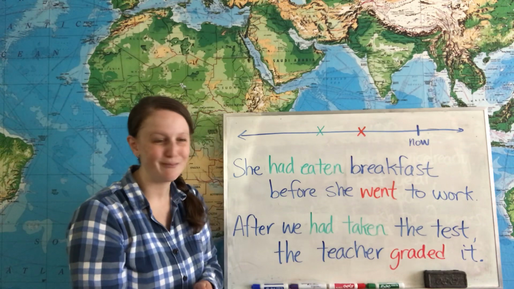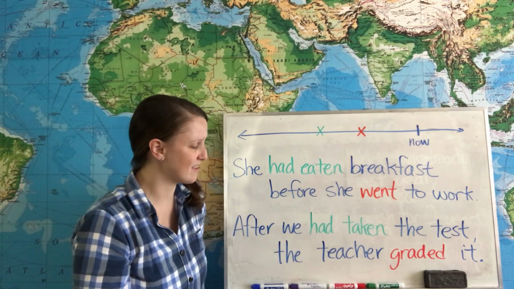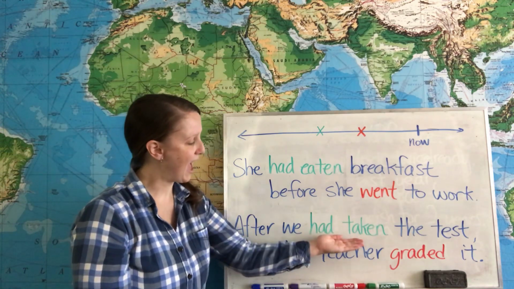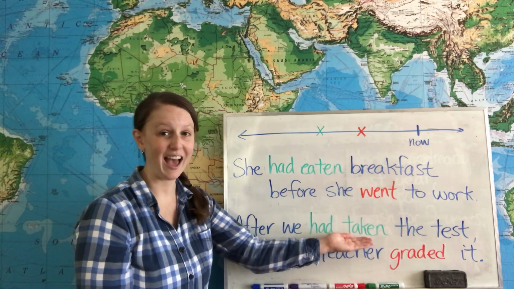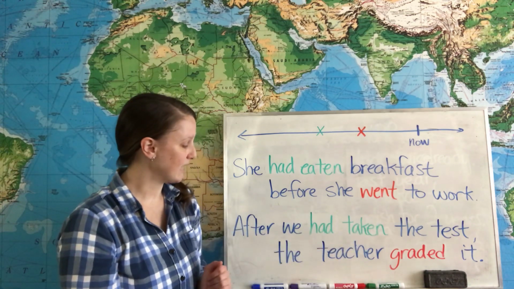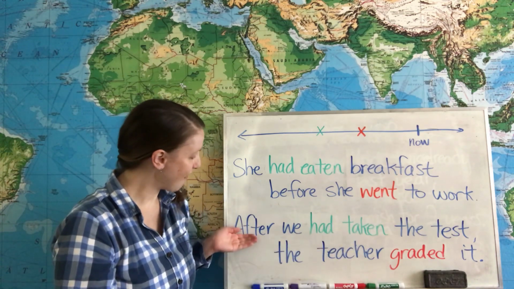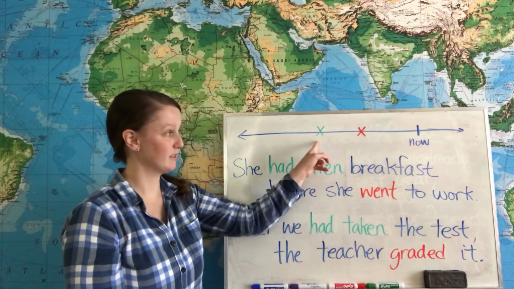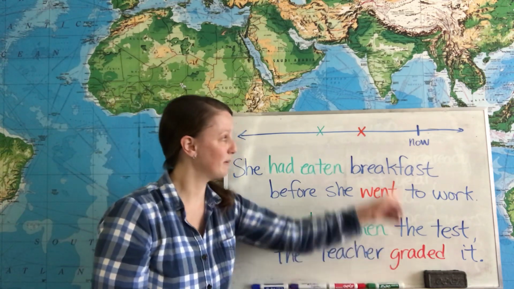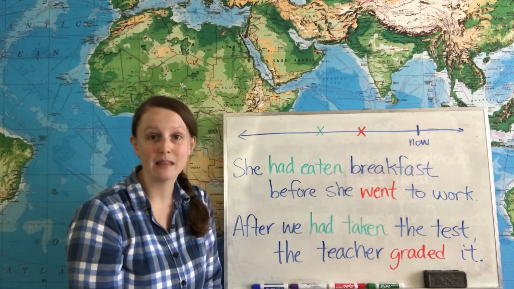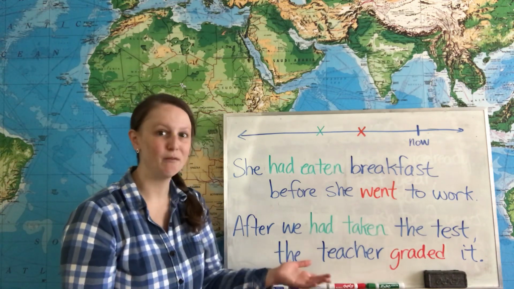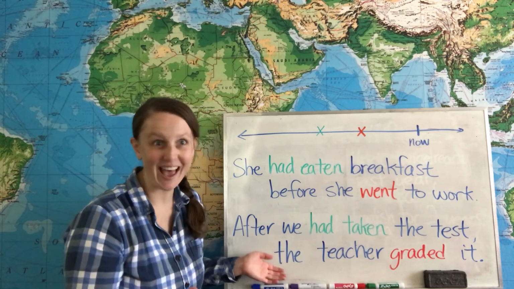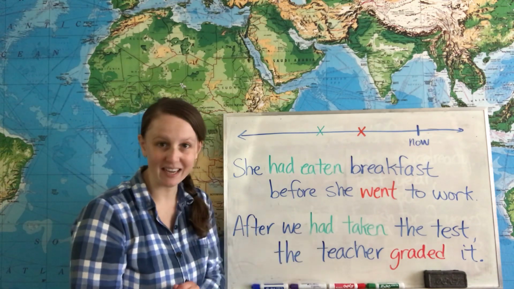Let's look at our next example. After we had taken the test, the teacher graded it. We see had with the past participle of take, had taken the test. After we had taken the test, the teacher graded it. So we see this action happened first, and this action happened second, but they are both in the past. And again, if we want to, we can switch those clauses. We can say, the teacher graded the test after we had taken it.